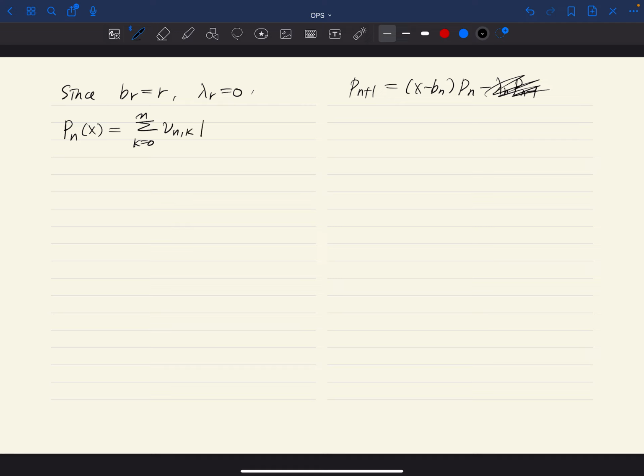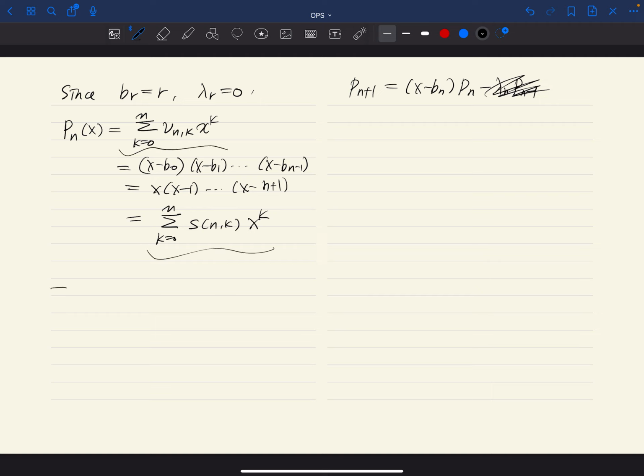The coefficient of the polynomial. This is like you just stack x minus b0, x minus b1, up to x minus b n minus 1, which in our case is x minus 1, dot dot dot, x minus n plus 1. But we know that this is the generating function for the Stirling number, x to the k. And if you compare this, nu(n,k) equals s(n,k).